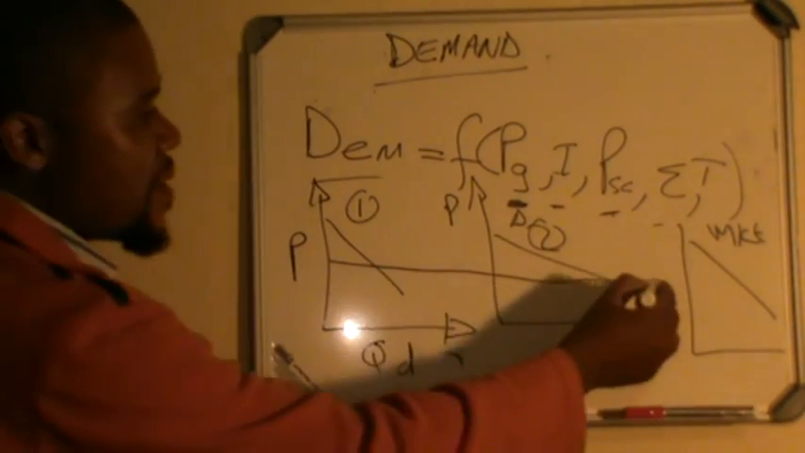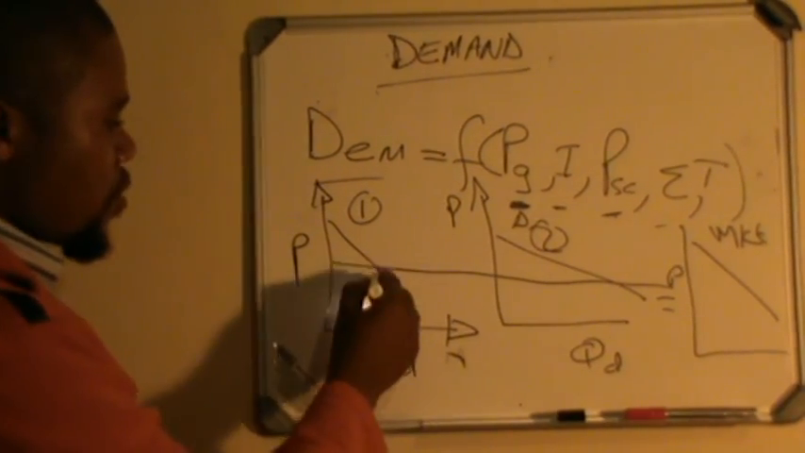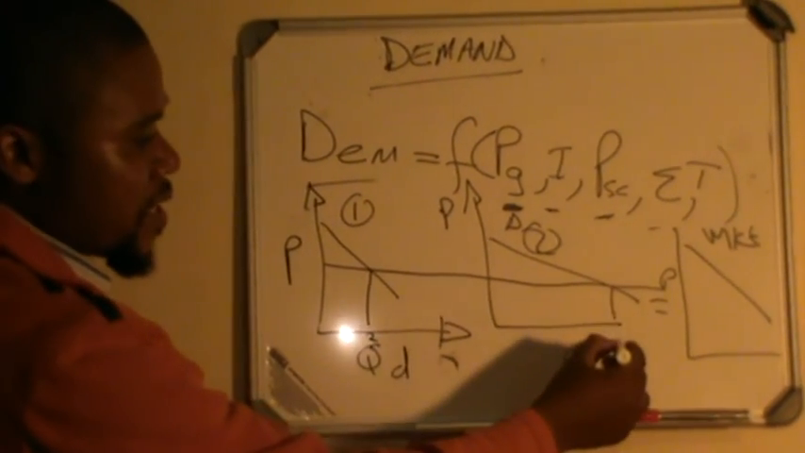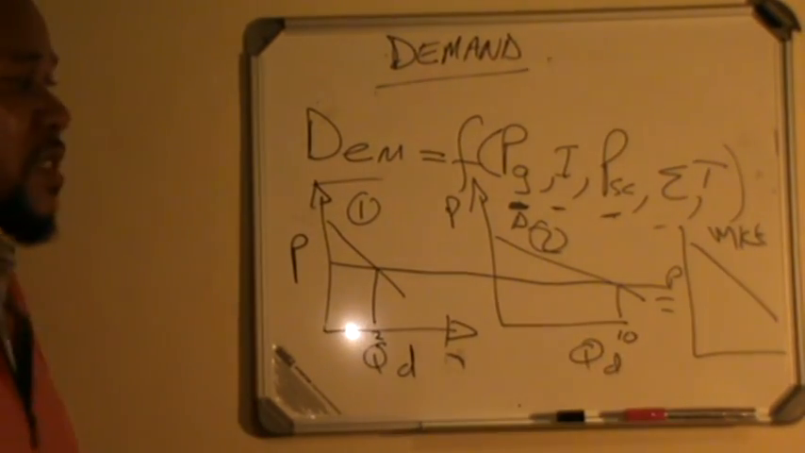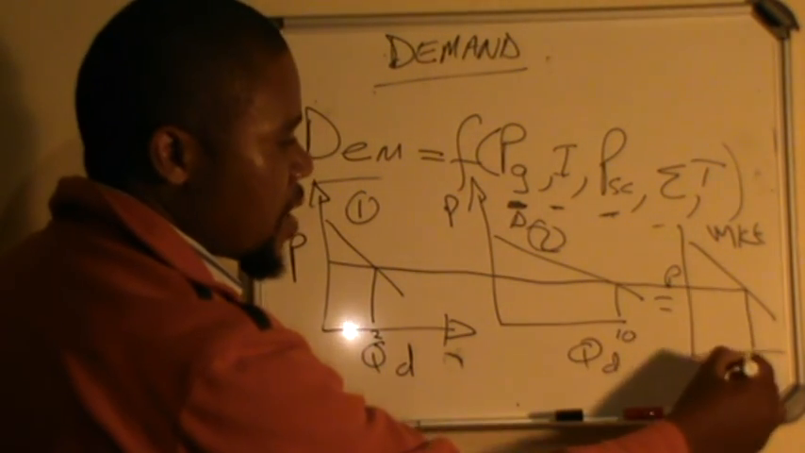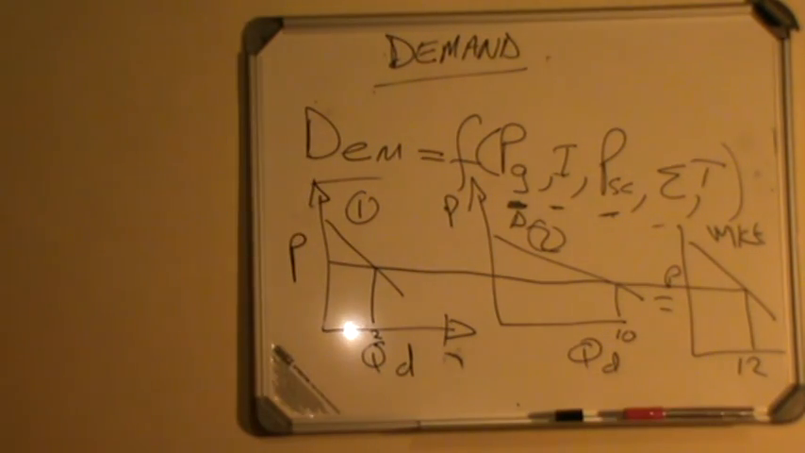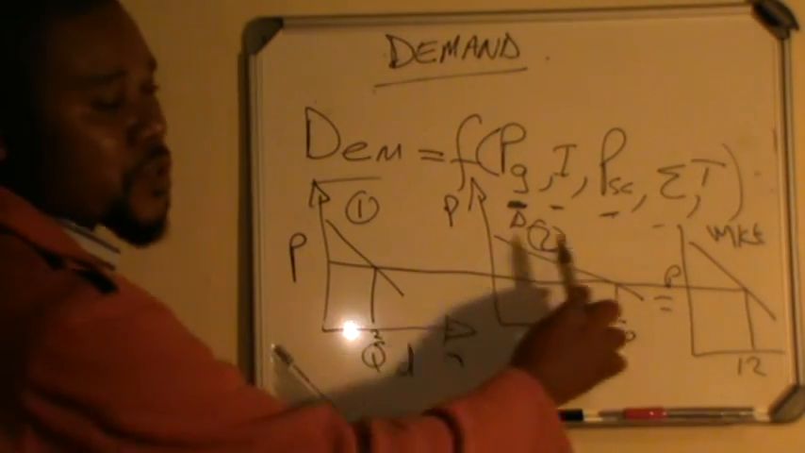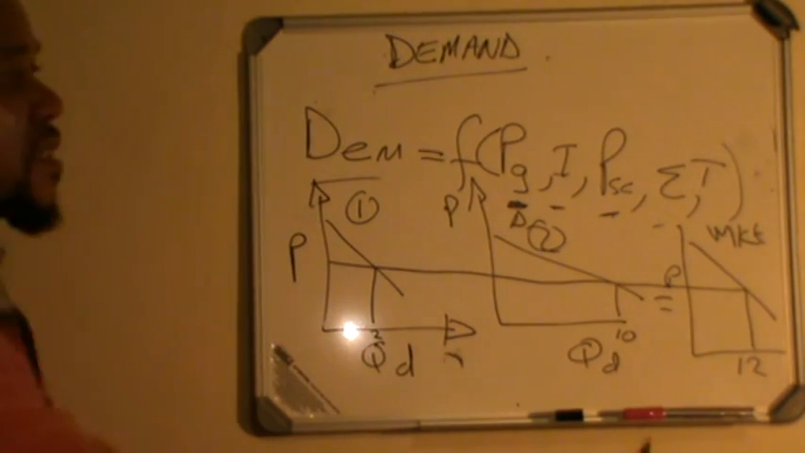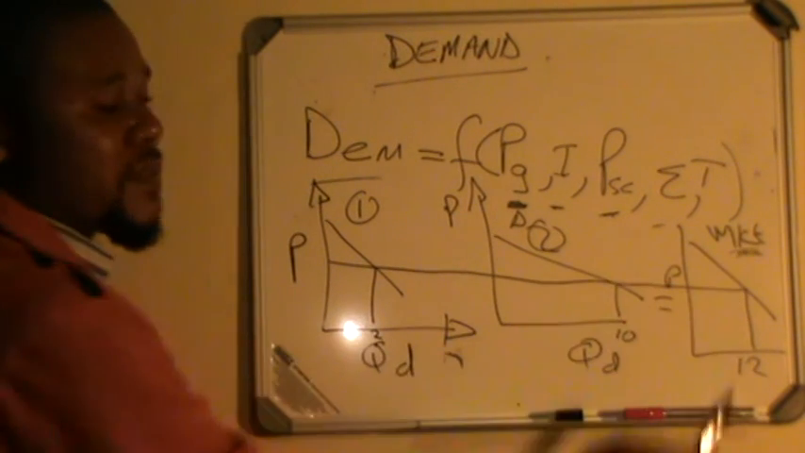So at the same price, we look at what quantity it is here. It may be 2 quantities demanded. Here it may be 10 quantities demanded. And then we should come up here with 12 quantities demanded. So it is a horizontal summation of the individual demand curves that determines the market demand.